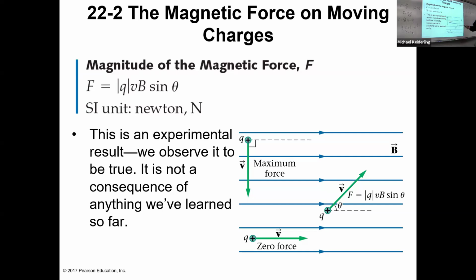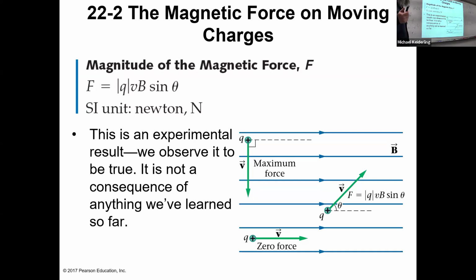So the force on a charge moving through a field is charge times velocity times the magnetic field times the sine of the angle between the velocity and the magnetic field. Strictly speaking, it is what's called a cross product. So this is an experimental result. If I fire some charges into a magnetic field, they're going to bend. I'll see them experiencing a force. And it will have this magnitude.